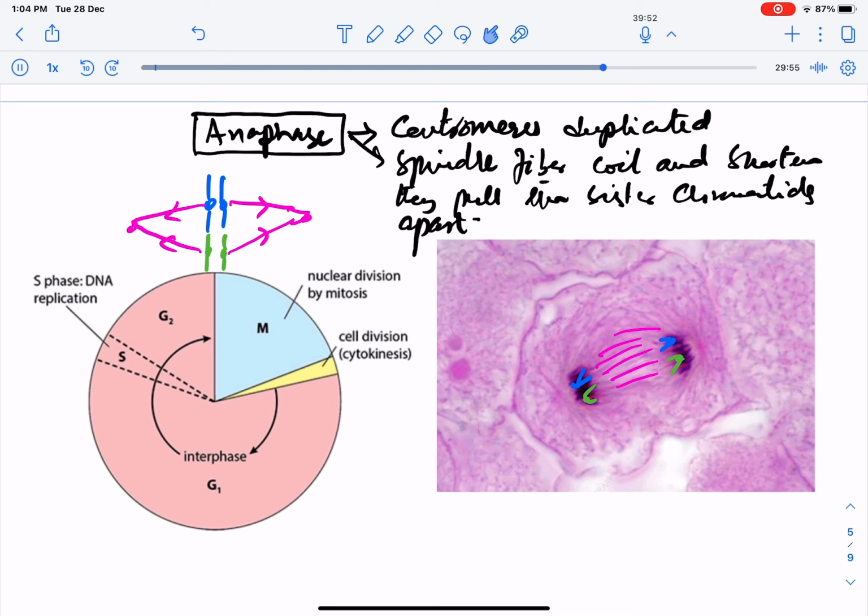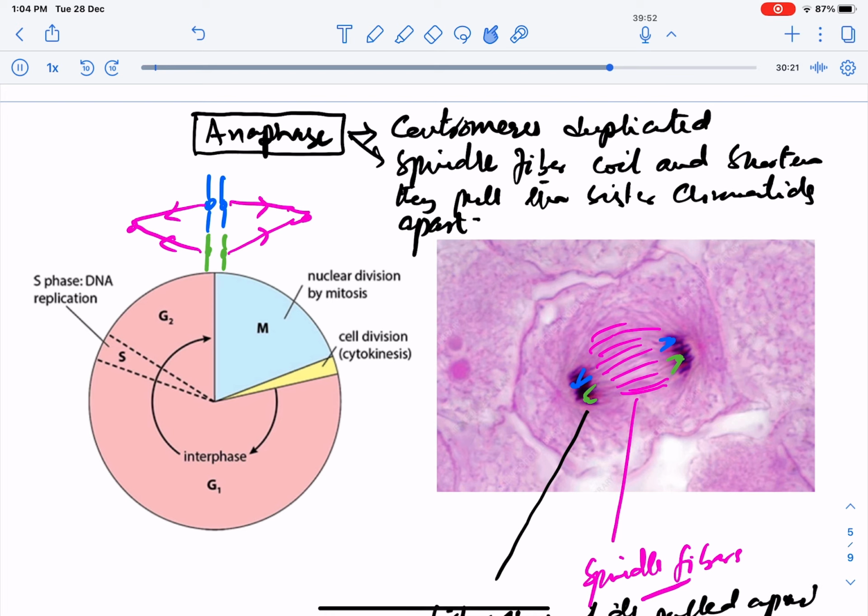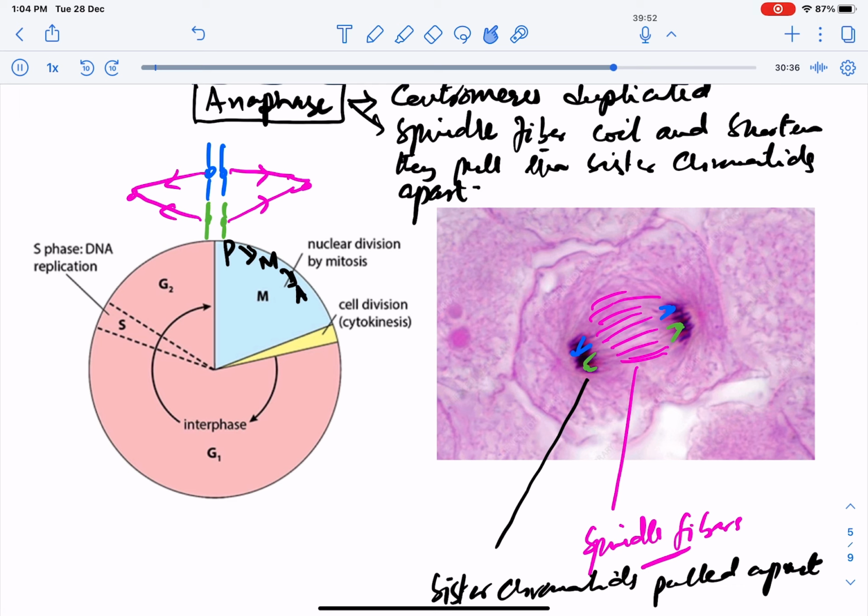During this phase, these are spindle fibers, and you see these are sister chromatids. So the first phase of mitosis is prophase, then metaphase, and then we have anaphase. Telophase follows anaphase.